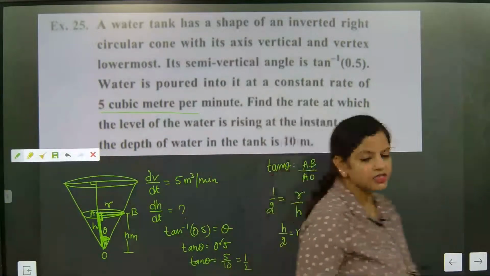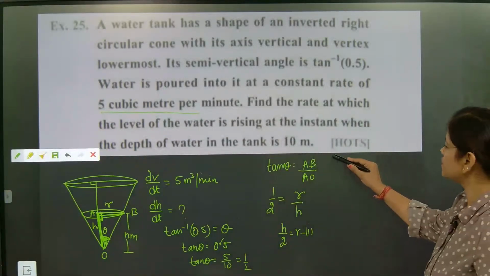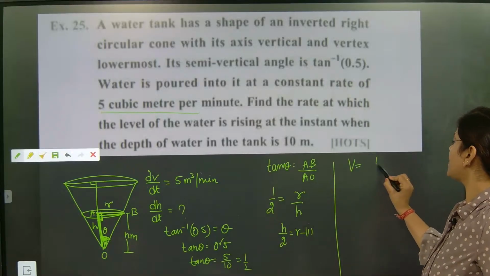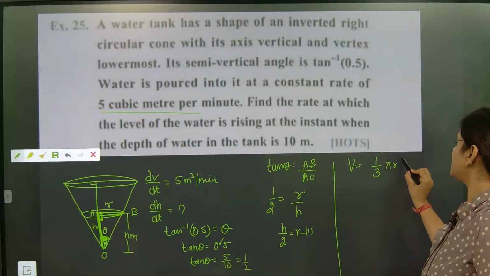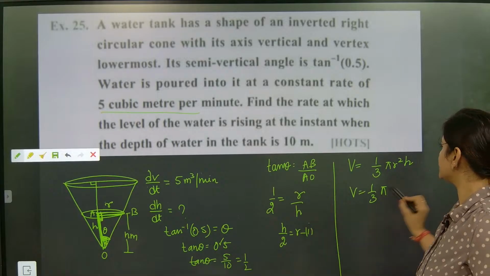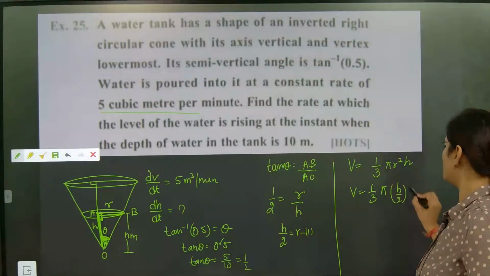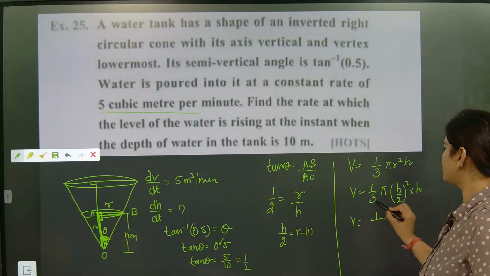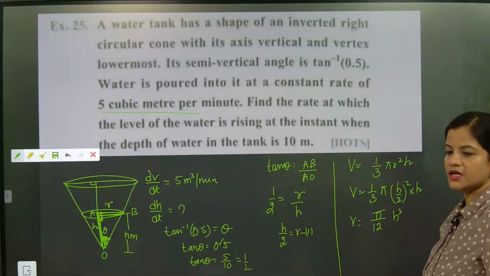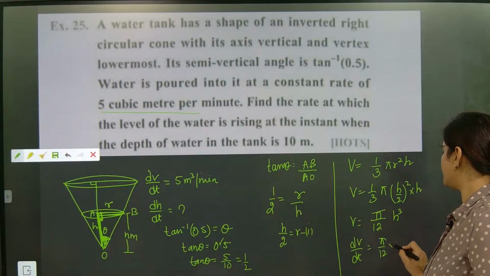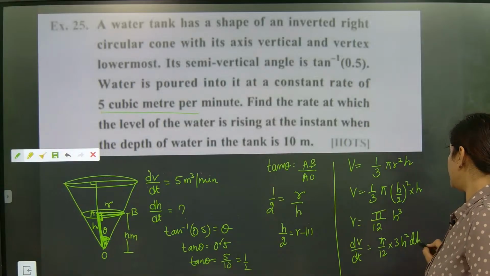Now after this what we will do is write the volume. Volume is equal to 1 by 3 pi r square h. So volume is equal to 1 by 3 pi, radius is h by 2, whole square, into h. So V is equal to pi by 12 into h cube. Correct? So we will differentiate it. dV by dt is equal to pi by 12 into 3h square dh by dt.